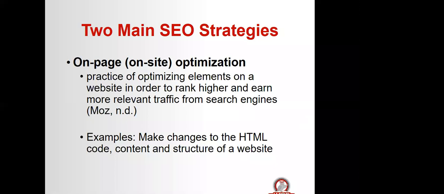Two main SEO strategies. The first is called on-page or on-site optimization. This is where you make changes to your HTML code, your content, or the structure of the website. This is a very useful way to optimize your website. Google loves this. It's that practice of optimizing elements on a website in order to rank higher and earn more relevant traffic from search engines.